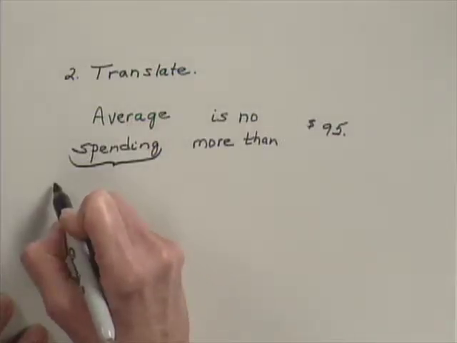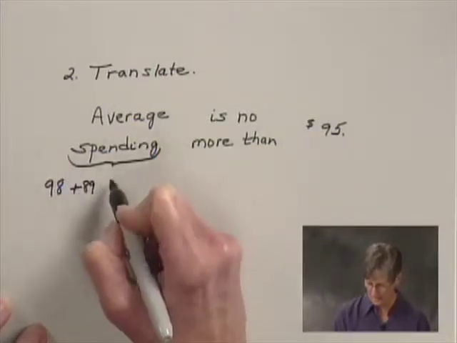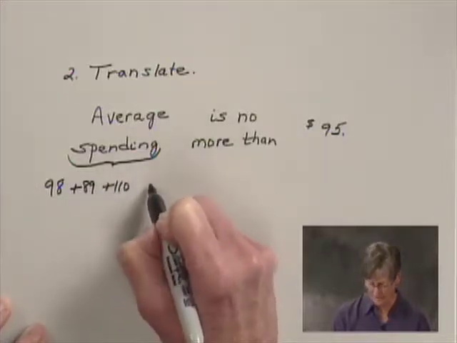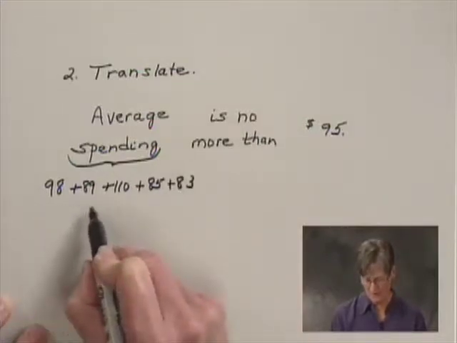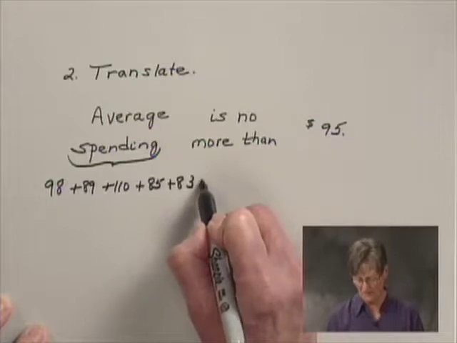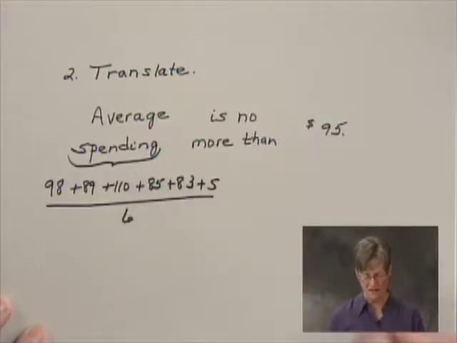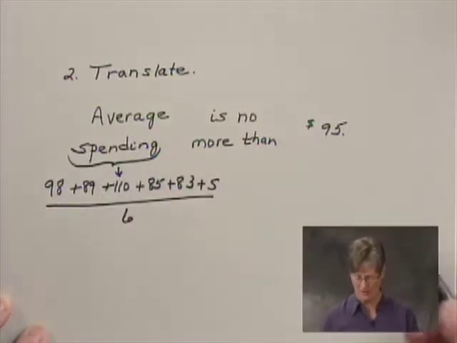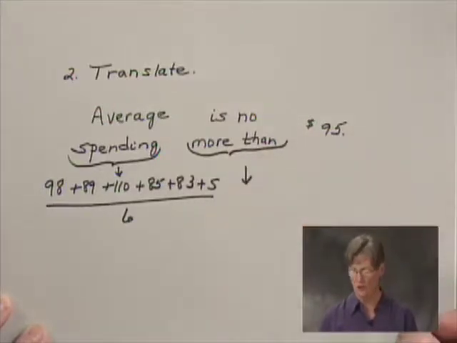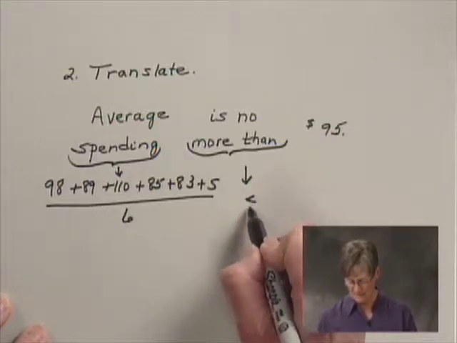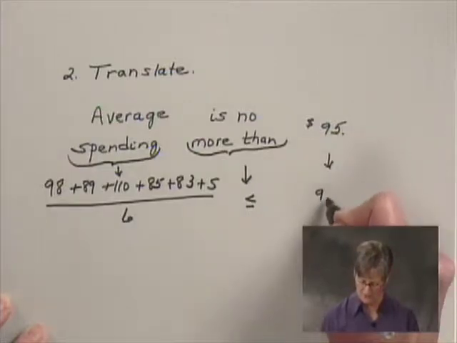So the average spending is going to be 98 plus 89 plus 110 plus 85 plus 83. These are the amounts he has spent in the first 5 months, and then the amount that will be spent in the 6th month is S, and we divide this by 6 to find the average. So that's the way that we write the average spending. This is to be no more than. We translate no more than to be less than or equal to. It's $95 or less, and $95 just translates to 95.